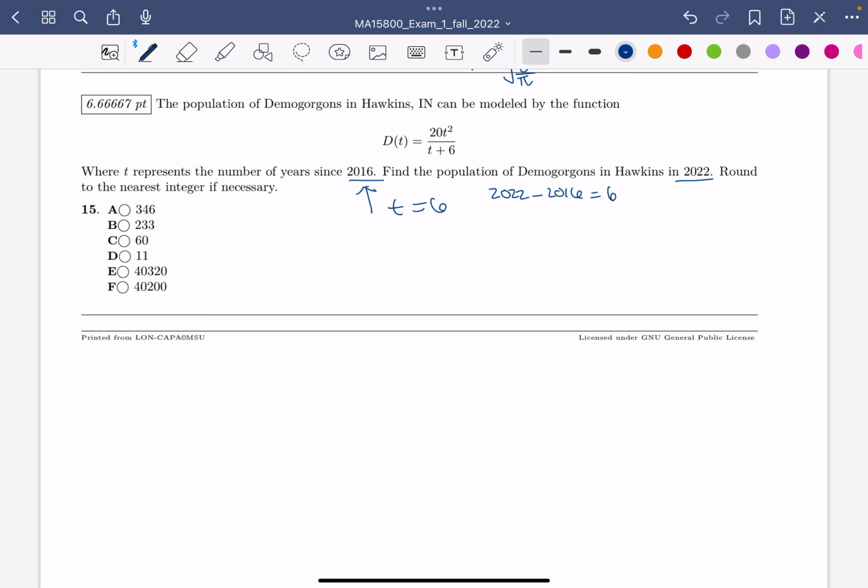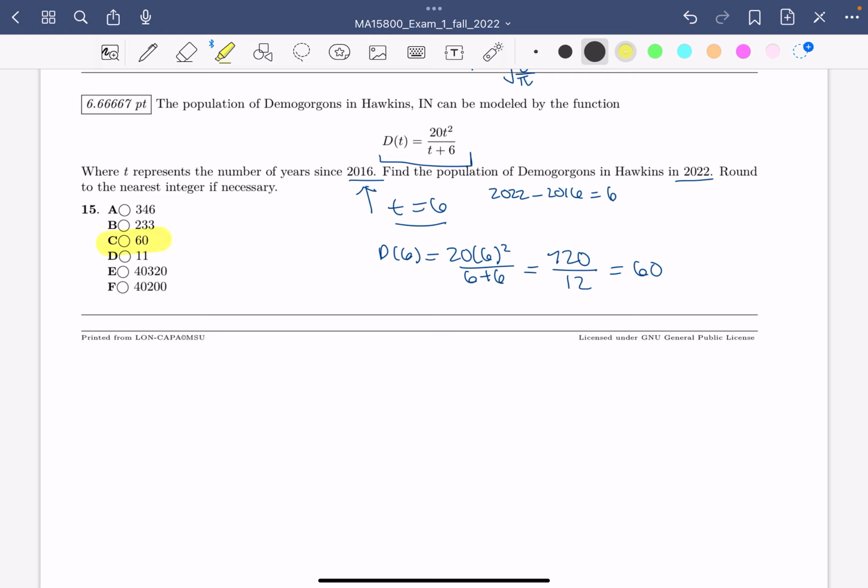With these word problems, we want to make sure that we really pay attention to when that start time is, especially when it's associated with years. So if we plug in t equals 6 into this function right here, we should get the amount of Demogorgons. So we have d of 6 equals 20 times 6 squared over 6 plus 6, which equals 720 if you plug that into your calculator, over 12, and that equals 60, giving us an answer of C.